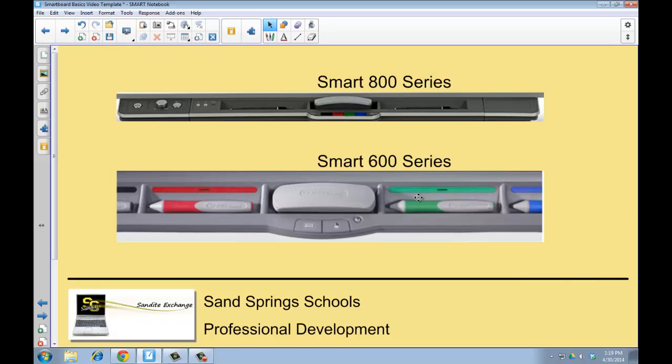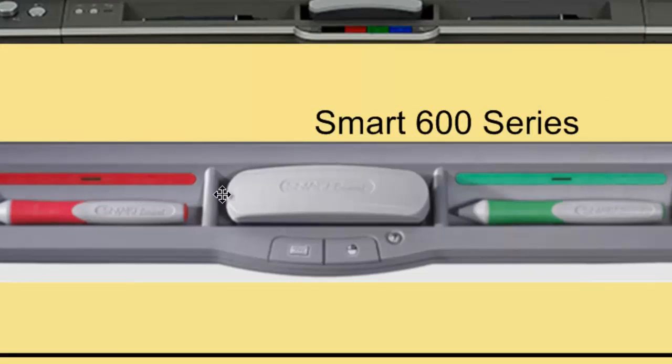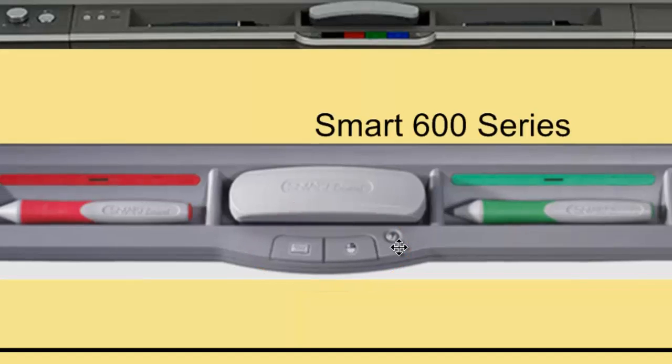Like I said, the boards that are on the previous slide, those are the Smart 600 series boards. They typically come with four pens, black, red, green, and blue. But later in other videos, you'll find out that even though those pens will write in those colors, you can change the color that they write in, making them a different color pen, different thickness of pen, or possibly even a highlighter. And then in the center of the pen tray, you'll have an eraser tool and a keyboard tool and a right-click tool, as well as a help button.